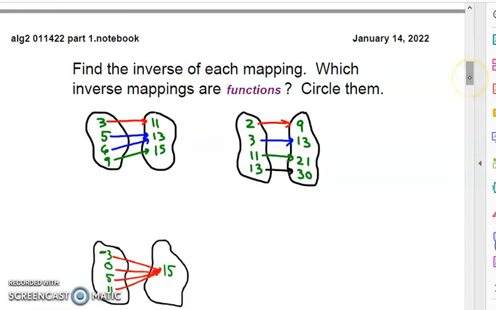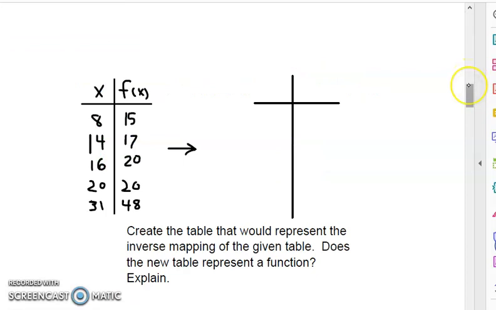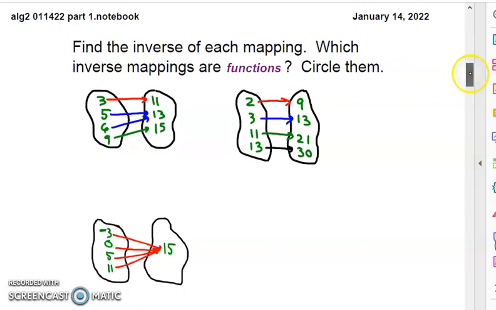So in your handout, what I'd like you to do is draw the inverse mappings for each of these. Decide based on the inverse mapping which of these are functions, and then circle them. When you're finished, turn your video back on.